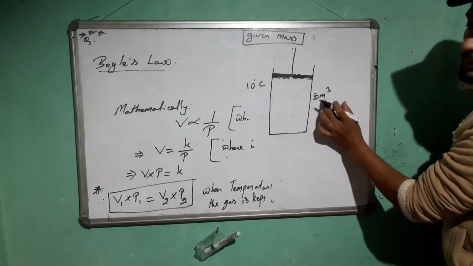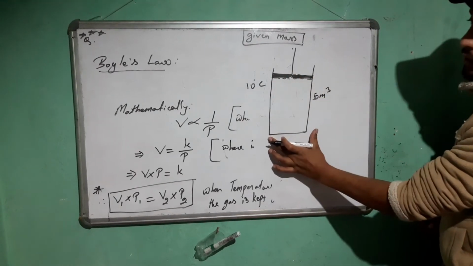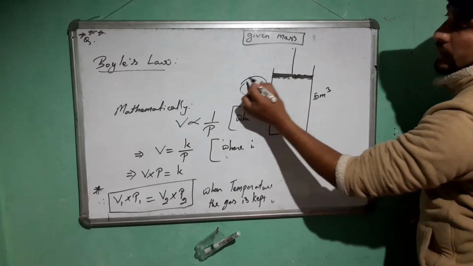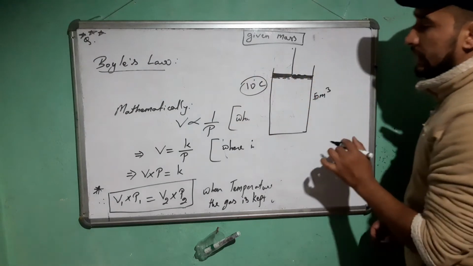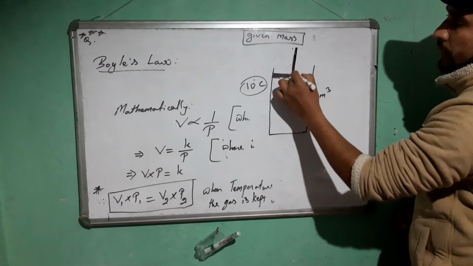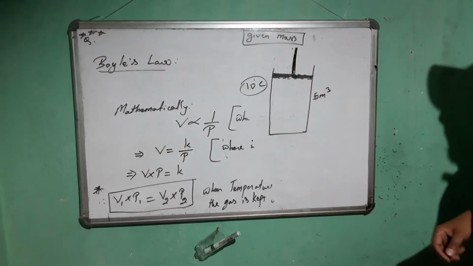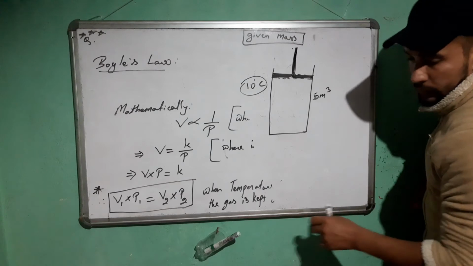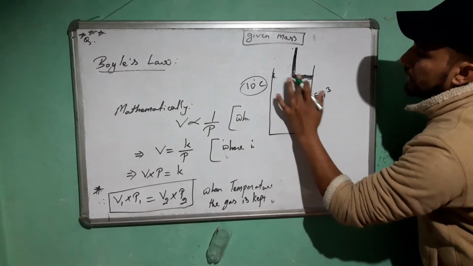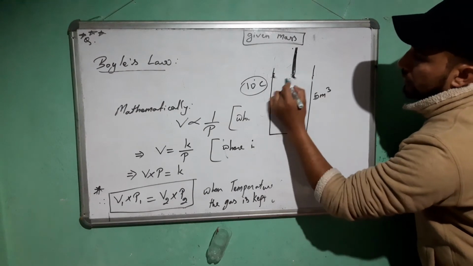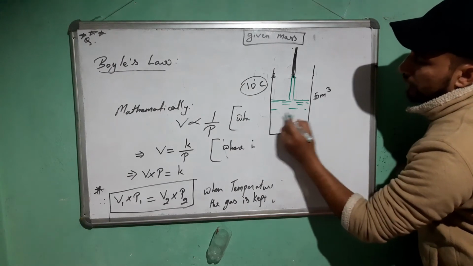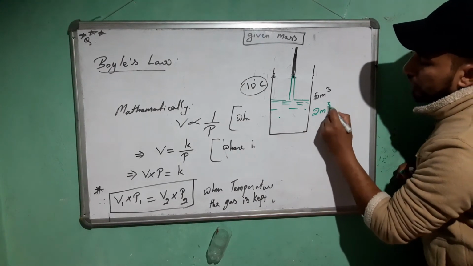So you have 5 meter cube of gas in this container. The temperature of this gas is 10 degrees Celsius. By keeping the temperature constant at 10 degrees Celsius, if you apply pressure on this gas, then its volume decreases. So this might reach here. The gas might get compressed and its volume might be reduced to 2 meter cube.